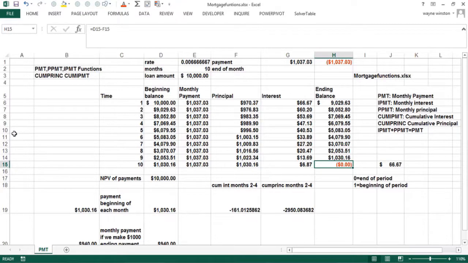So a little question for you to see if you really understand these financial functions. What's the relationship between the NPV function and the PMT function? If you take the NPV of your PMTs, your monthly payments, you should get the amount of the loan. Let's try that.